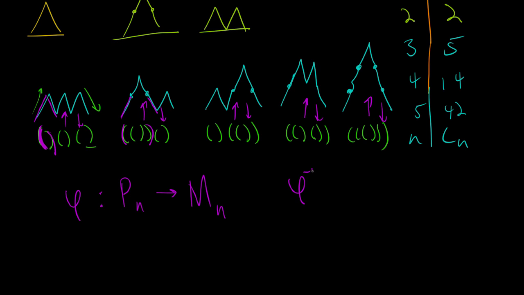So this function has an inverse from Mn to Pn, which means that phi is a bijection, and that means the number of things in Pn is equal to the number of things in Mn. And most importantly, n up, n down mountain ranges is isomorphic to n open, n closed parentheses.